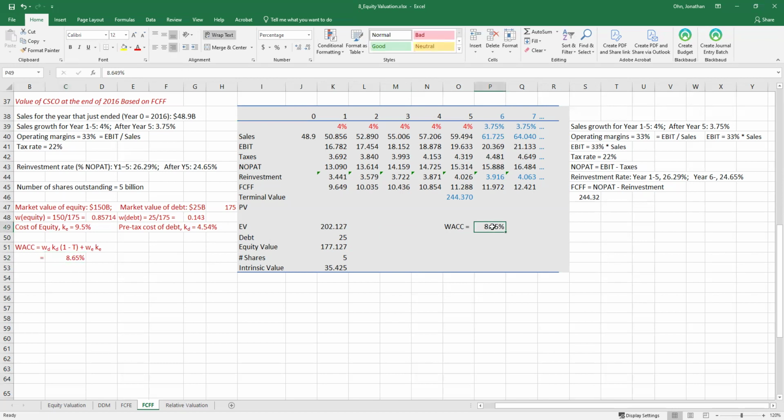And then that is here. And then we use that one here. So again, terminal value is this one divided by 8.65%. 8.65% minus growth rate is 3.75%. If you do that, you calculate this much. 244.32 billion, $244.32 billion. Okay, that's the terminal value.